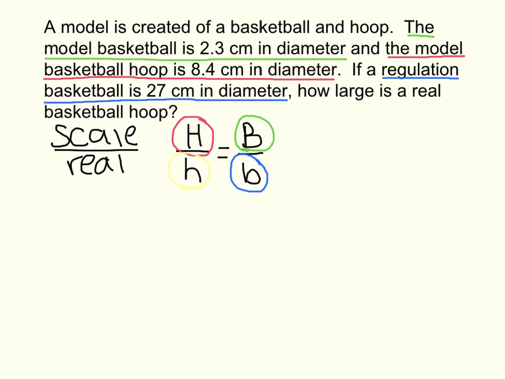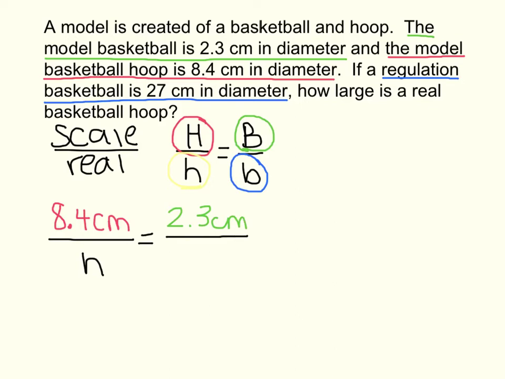Let's go ahead and plug these numbers in. Our capital H, remember, was 8.4 centimeters in diameter, and we are putting that over our unknown. This is equal to the size of our model basketball, 2.3 centimeters in diameter, and we're putting that over the size of a real basketball, 27 centimeters in diameter. Now we have a ratio set up with numbers and one unknown. This is something, guys, that we can work with.